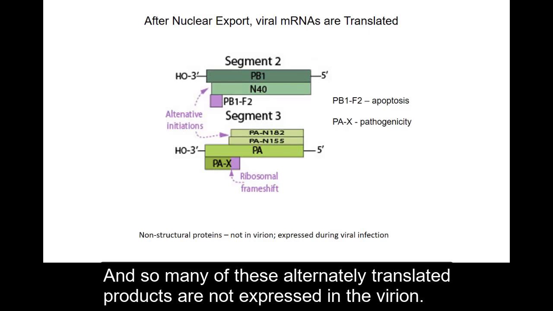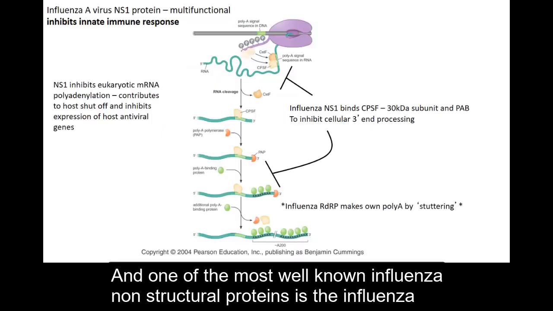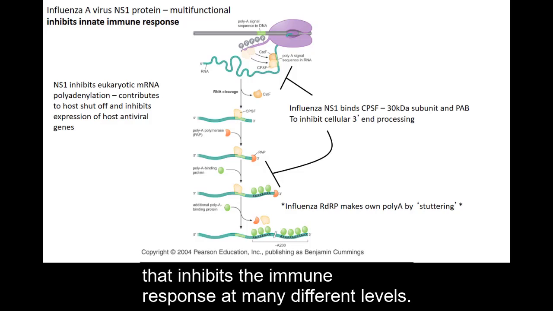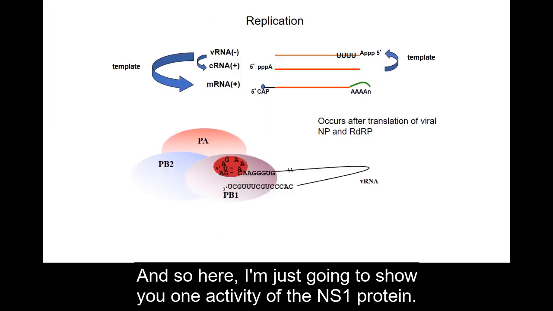And so many of these alternately translated products are not expressed in the virion. They're considered non-structural proteins that are expressed only during viral infection. And one of the most well-known influenza non-structural proteins is the influenza NS1 protein, and that's because it's a multifunctional protein that inhibits the innate immune response at many different levels. And so here I'm just going to show you one activity of the NS1 protein.